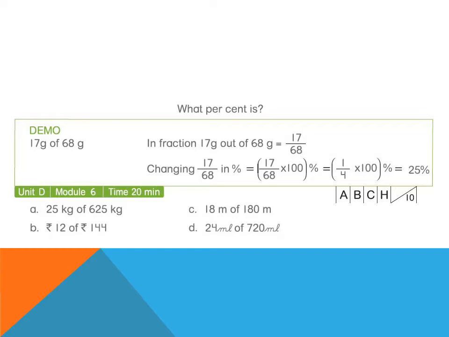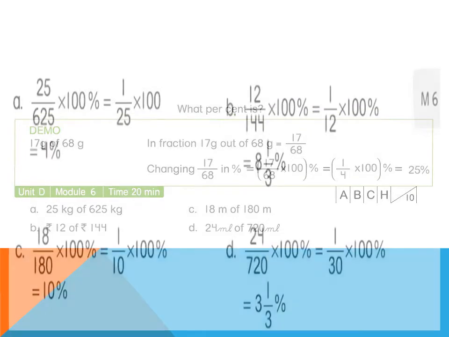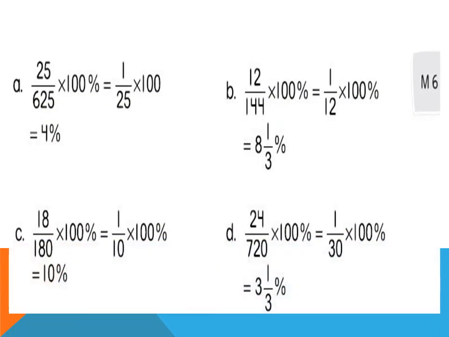Now let us move on to the answers. So these are the answers. Let us discuss answer number 3, that is answer number C. 18 by 180 into 100. So 18 by 180 becomes 1 by 10. So 1 by 10 into 100 becomes 10%. In the same way, note down all the 4 answers. If you still have doubts, please contact me.